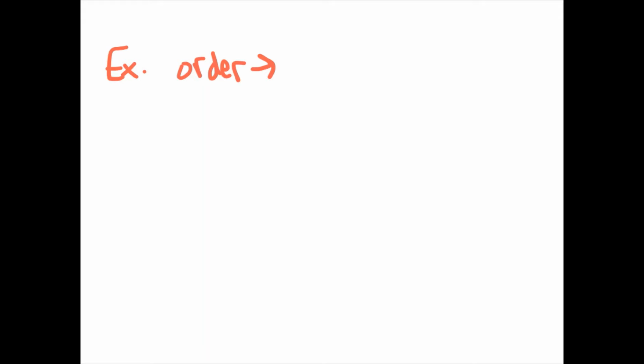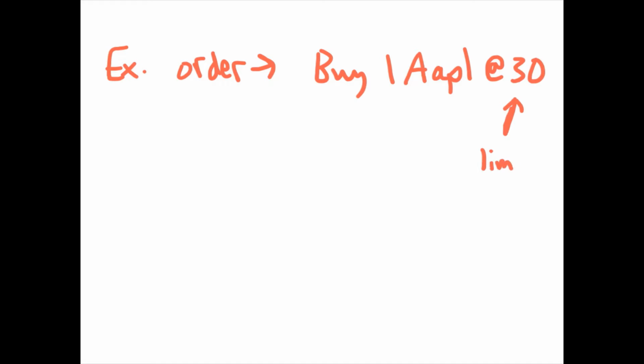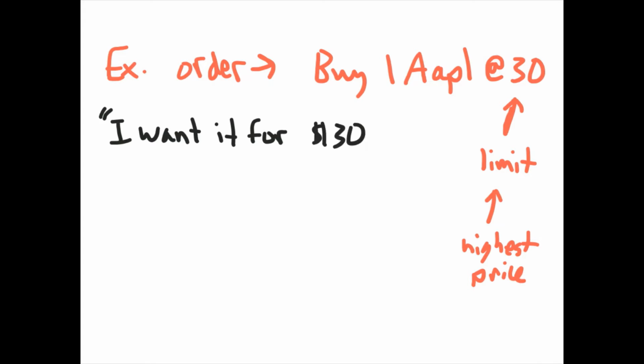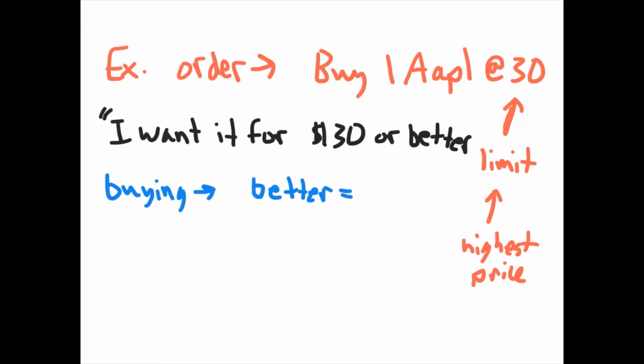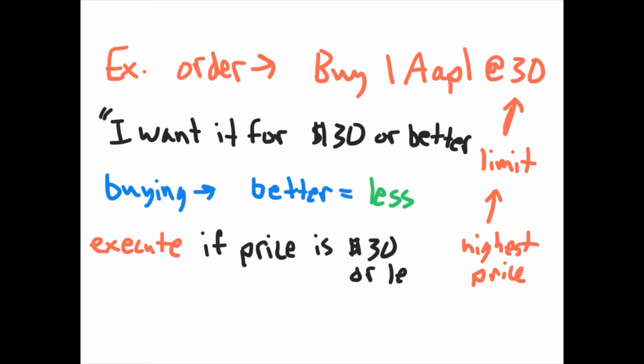And so an example would be if we're buying one share of Apple at $30, that's the order. $30 is our limit, and we're specifying the highest price we're willing to pay for the Apple shares. We're saying to the market, I want it for $30 or better. And since we're buying, better is less, we want to pay less. So that will execute if we can get that $30 price or less than $30. An example of this would be $29.99, $15, $1, etc.